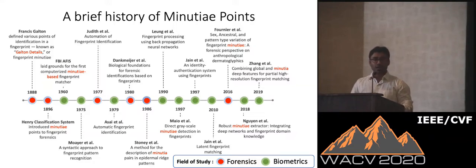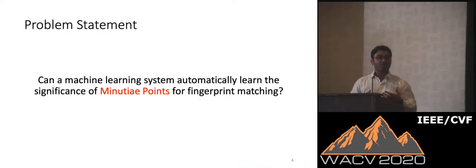So the question that we are trying to answer here is, can a machine learning system automatically learn the significance of minutia points for fingerprint matching? So basically, we want to verify if the domain knowledge that is gleaned from biometrics and forensics about the importance of minutia points can be verified using machine learning.